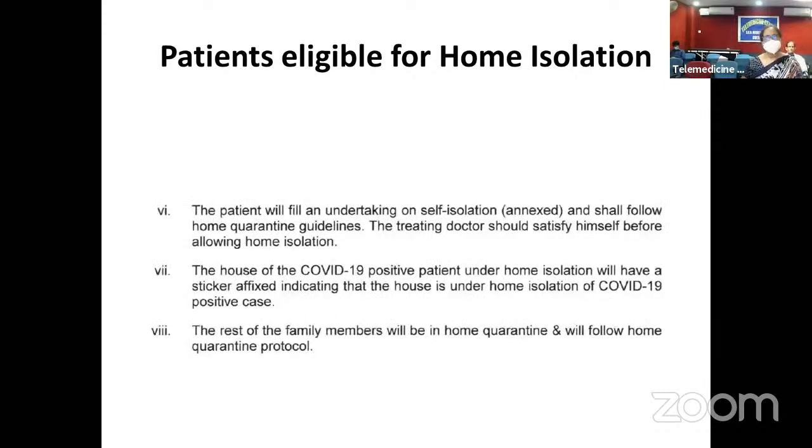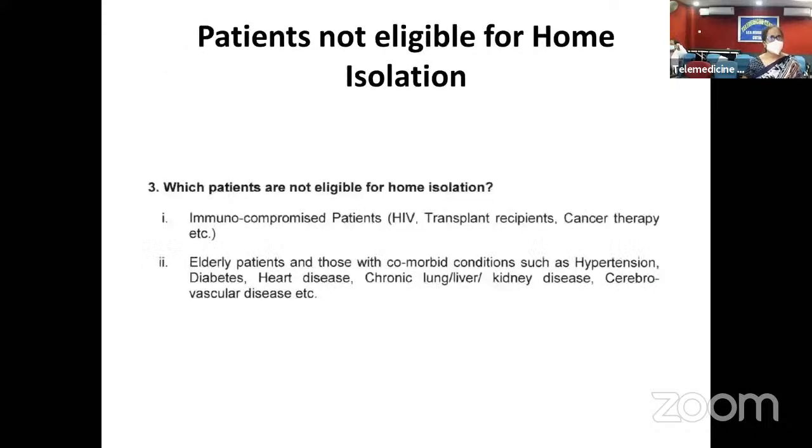The patient will fill in an undertaking on self-isolation and shall follow the home quarantine guidelines. The treating doctor should satisfy himself before allowing home isolation. The house of the COVID-19 positive patient under home isolation will have a sticker affixed indicating that the house is under home isolation of COVID-19 positive cases. The rest of the family members will be in home quarantine and will follow the home quarantine protocol.